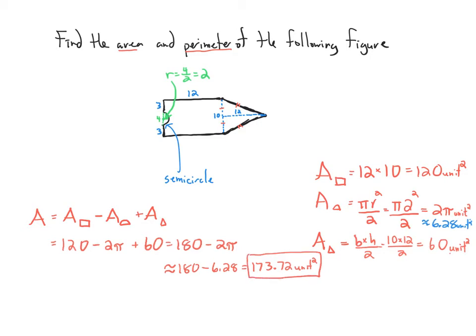Let's now find the perimeter of this object. Let's see what we know and what we need to find. So we know this side, we know this side, we know this side. We need to find the length of this half circle here. We know this side, and we need to solve for the sides of our triangle here. So there are the two things we need to solve for.